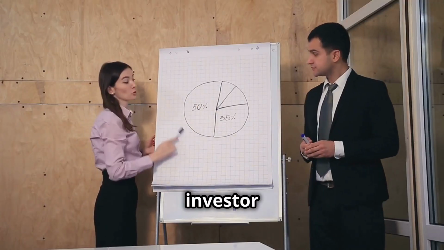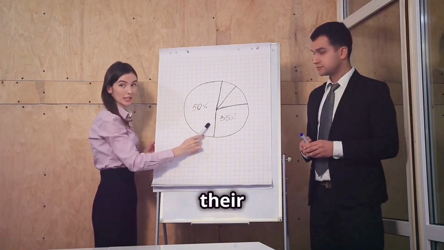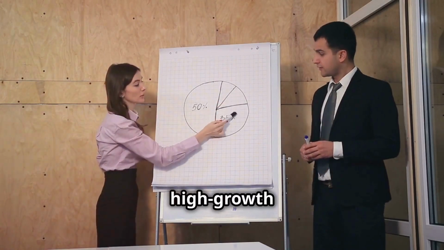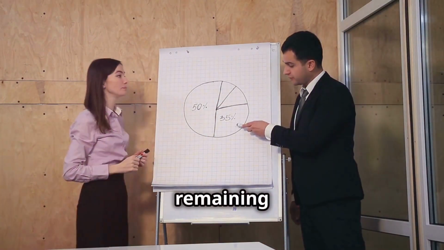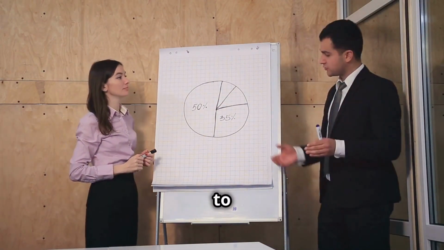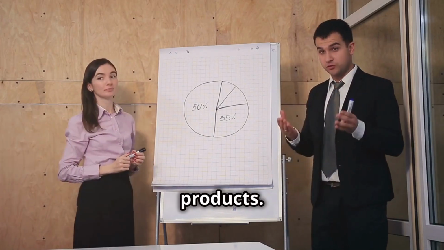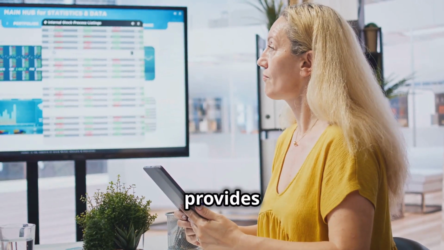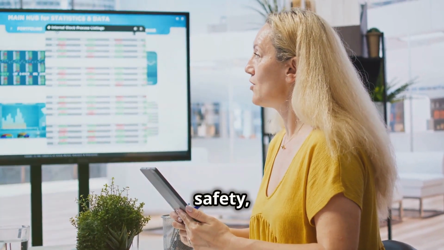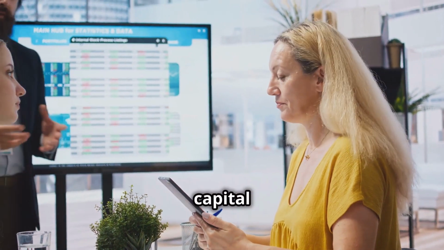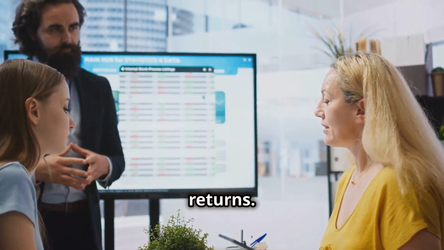For instance, an investor might allocate 70% of their portfolio to private equity and high-growth assets, while the remaining 30% is dedicated to annuities and other fixed-income products. This structure provides both growth and safety, helping to protect the investor's capital while pursuing higher returns.